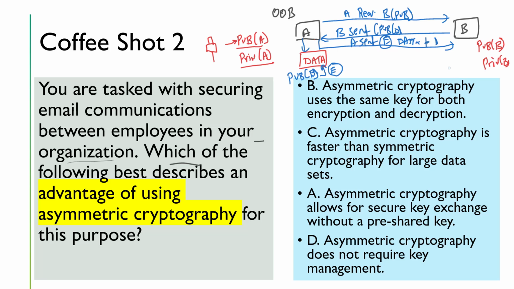Now when B received the encrypted data, I want to make sure only B is able to decrypt. So he uses his private key, by which he decrypts the data. Because the data was encrypted by his public key, it can only be decrypted by his private key. So this way confidentiality is maintained.